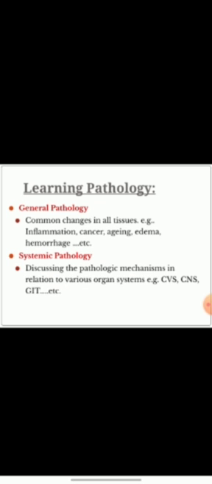To learn pathology, we divide it into two basic branches, general pathology and systemic pathology. General pathology means the diseases which are common to all organs and all systems, like inflammation, cancer, aging, edema, hemorrhage, etc. Systemic pathology means the pathologic mechanism is related to a specific organ or specific system, like the cardiovascular system, central nervous system, GIT, heart, like that. So that is systemic pathology.